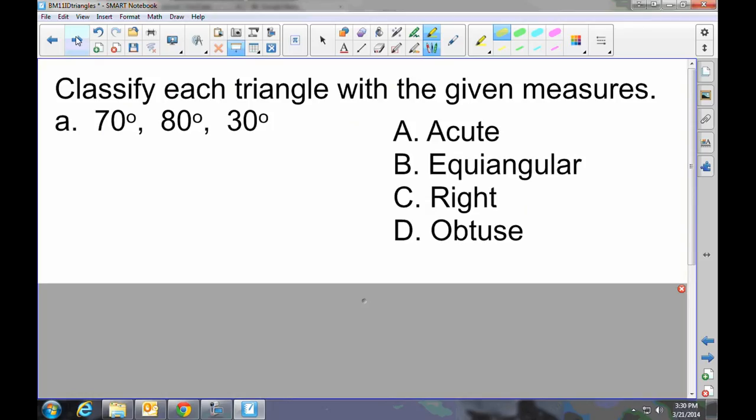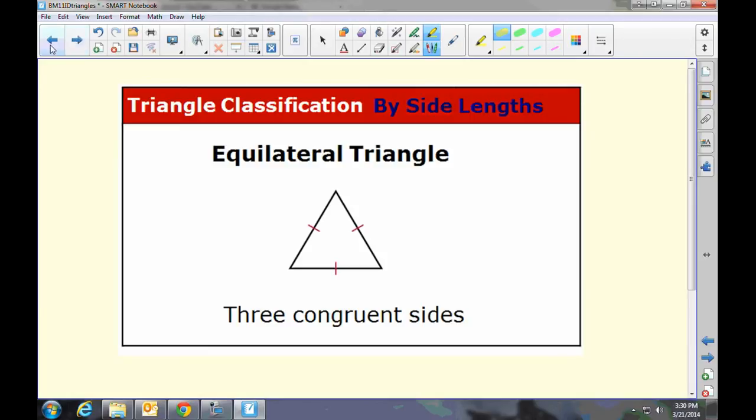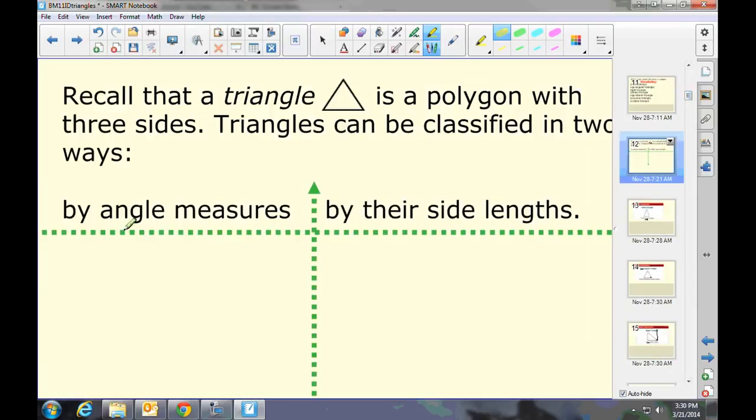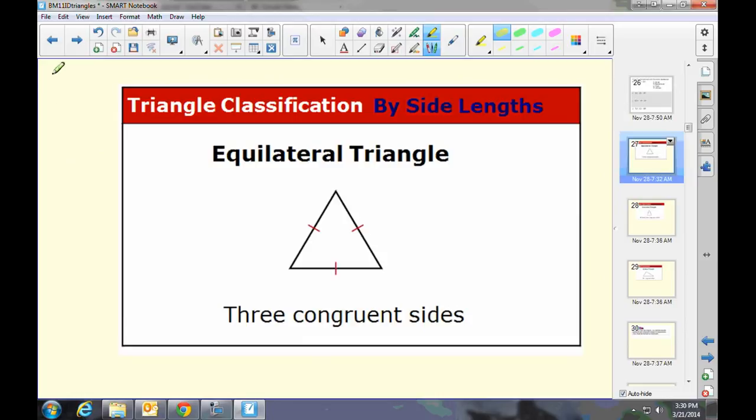Let's skip forward here and get into now our triangles by side lengths. Now, go back to your T-chart. We have by angle measures. You should have 4 triangles listed there. Now we're going to do it by side lengths. Okay, and I believe we're going to add 3 triangles here.